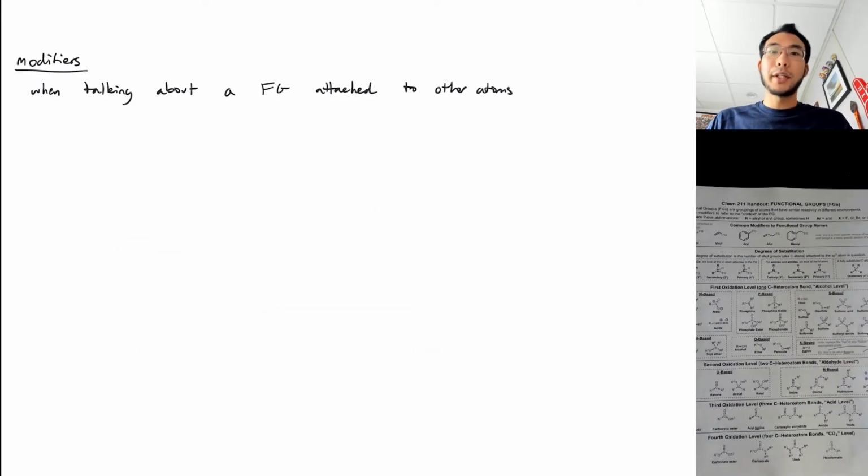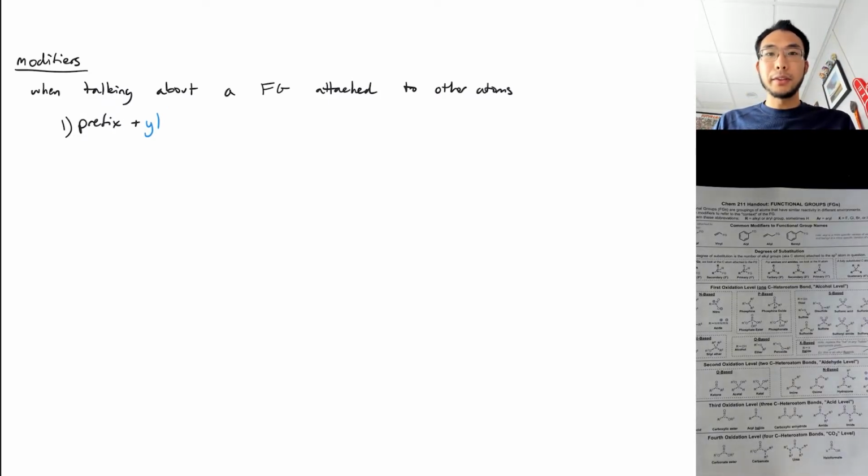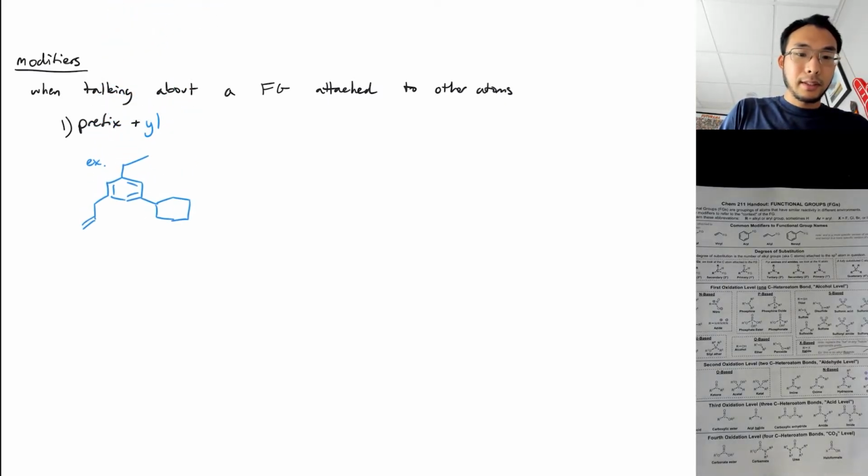Okay, I want to take a small detour here to talk about what are known as modifiers. Modifiers are really valuable for when we're talking verbally about a functional group. So when I don't want to say the entire IUPAC name of a molecule, but I just want to give a little bit of context, then I'll use a modifier. One important thing that you'll get used to is taking the prefix for a functional group and just adding a -yl at the end. I think this is best shown through example.